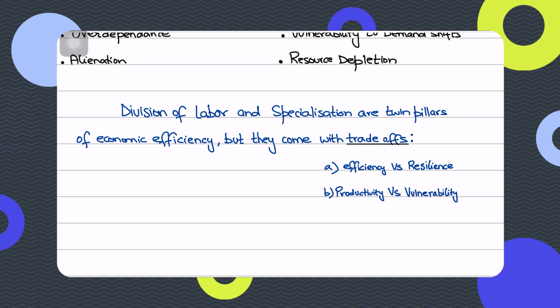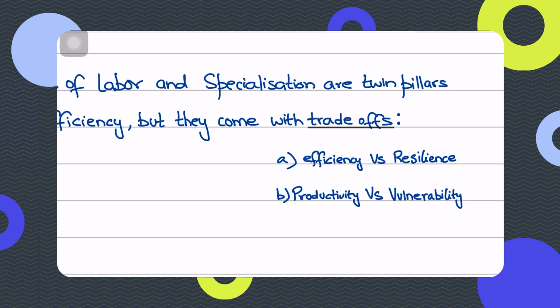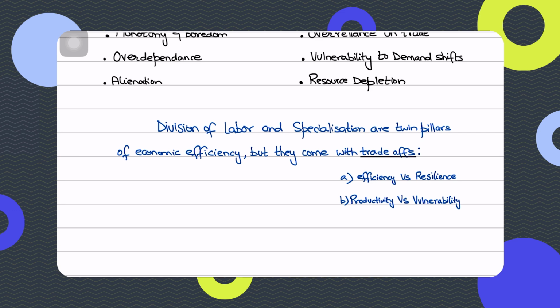Now, like I said, division of labor and specialization are twin pillars of economic efficiency, but they come with trade-offs, right? The trade-offs are between efficiency and resilience, and between productivity and vulnerability. What I mean by this is that division of labor and specialization both increase efficiency and productivity. The division of labor increases specialization and productivity, and it results in higher output and efficiency within the firms, but specialization magnifies the same benefits of higher output and efficiency across a global level. But yes, it results in increasing interdependence.